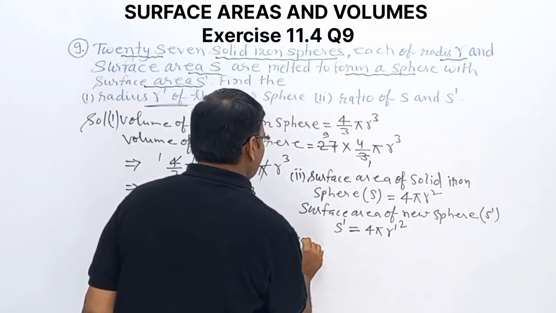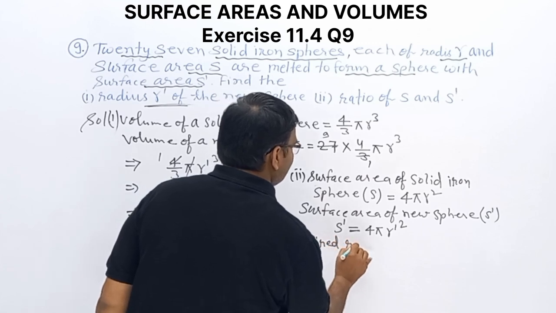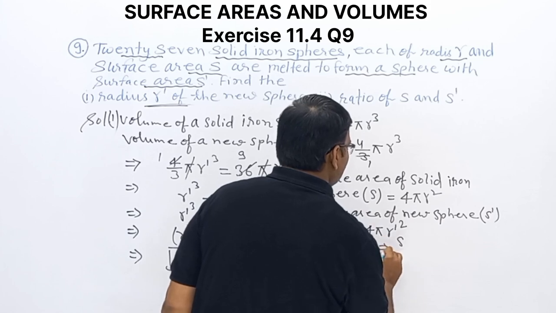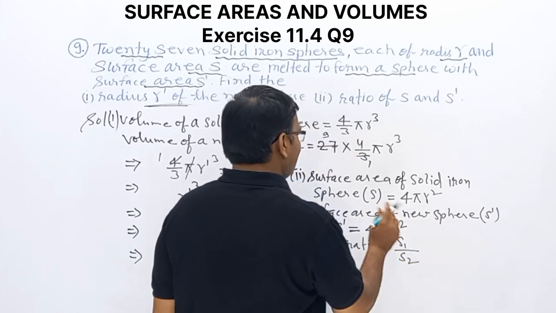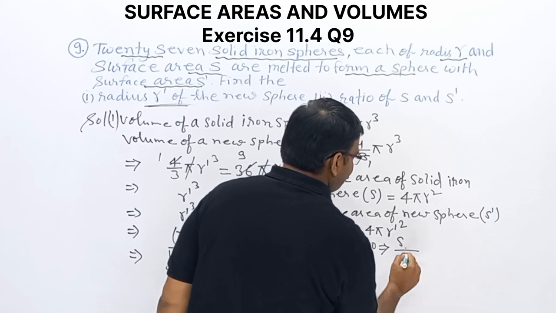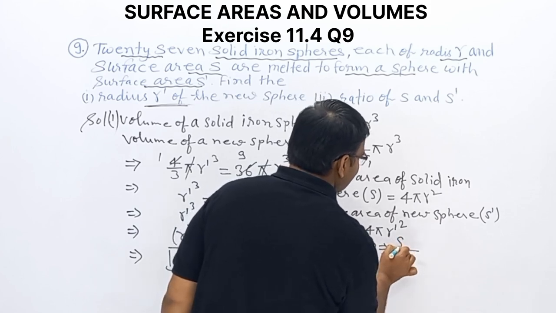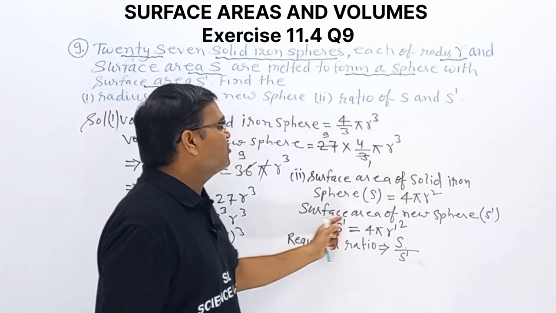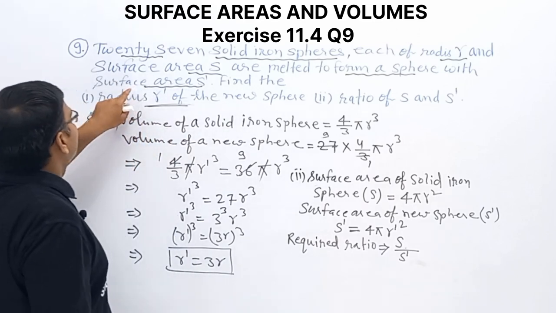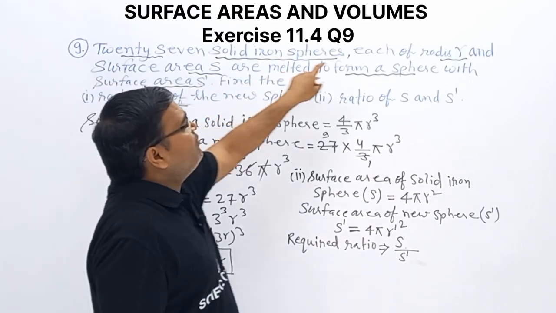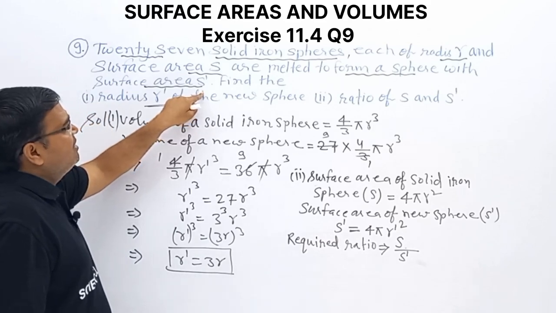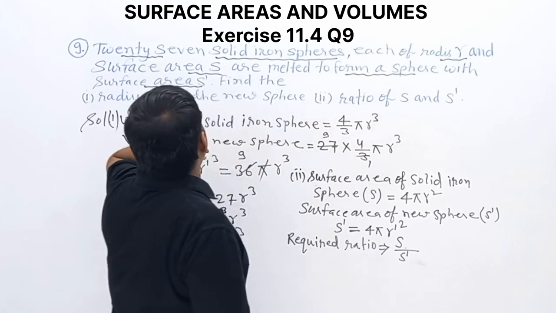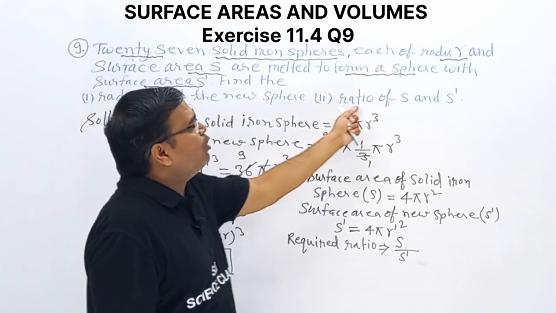What is the required ratio? The required ratio is S1 upon S2, or we can say S upon S dash. S is the surface area of a solid iron sphere and S dash is the surface area of the new sphere, given in the question. Once we melted the solid iron spheres to form a sphere, we get the new sphere's surface area S dash.